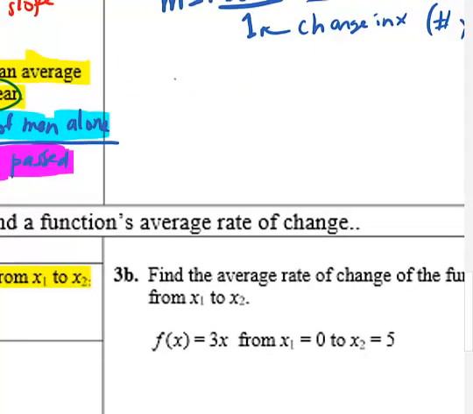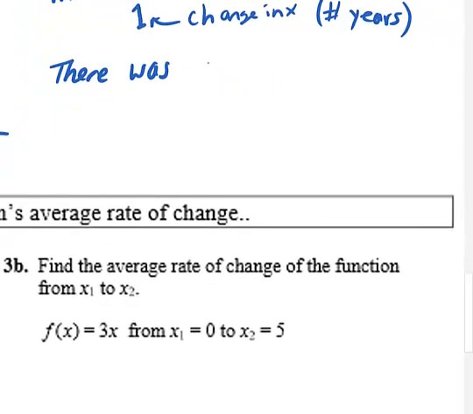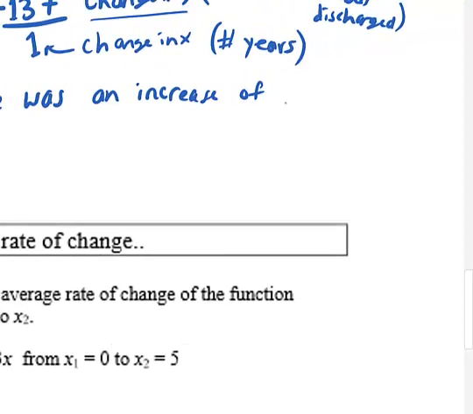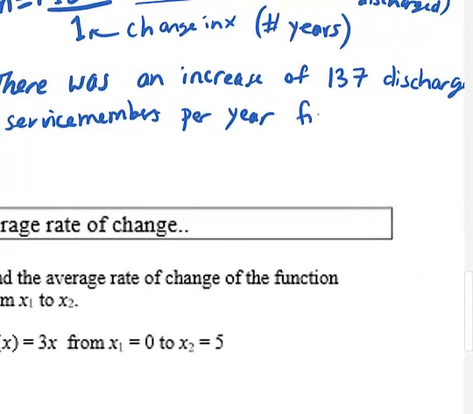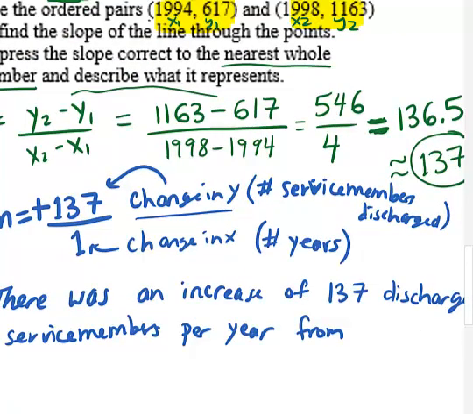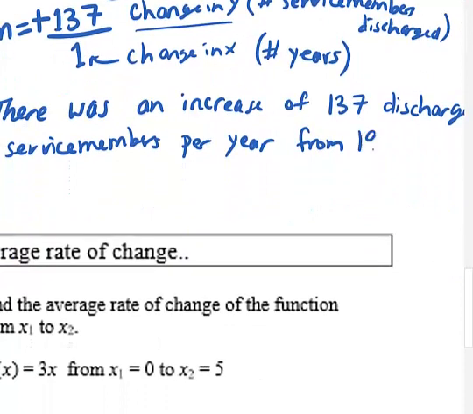Okay, so that means there was an increase of 137 discharged service members per year from, you know, the years they were talking about. I already forgot what years they were. 1998 and 1994. 1994 to 1998.